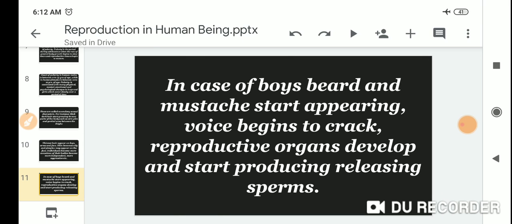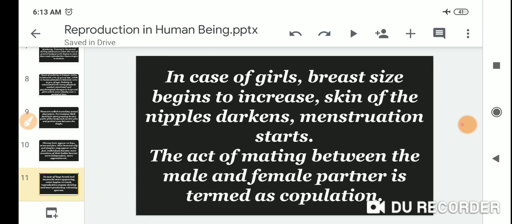In case of boys, beard and muscles start appearing, the voice begins to crack, and reproductive organs develop and start producing and releasing sperm.